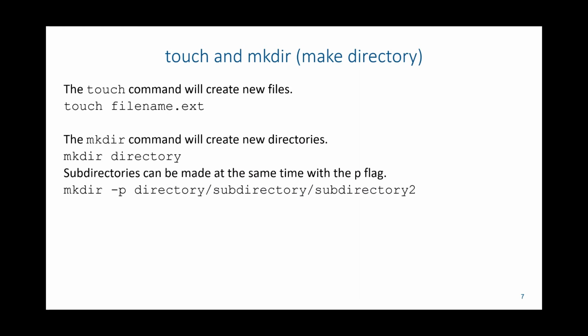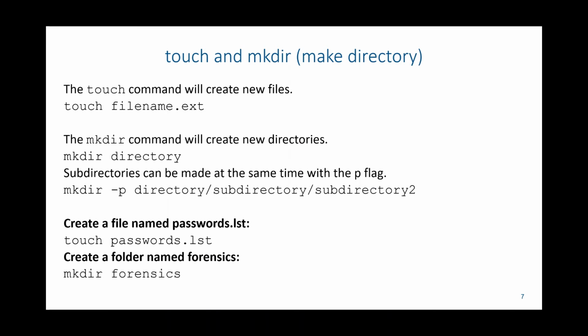If you want to also create subdirectories at the same time as the main directory, you can use the p flag. This is done, as you can see here, mkdir space -p space the main directory that you're going to create / the subdirectory / the subdirectory 2. So this will create not only the first directory, but a subdirectory within that directory, and then another subdirectory within that subdirectory. So for example, if I wanted to create a file named passwords.lst, I'd say touch passwords.lst. If I wanted to create a folder named forensics, I would say mkdir space forensics.